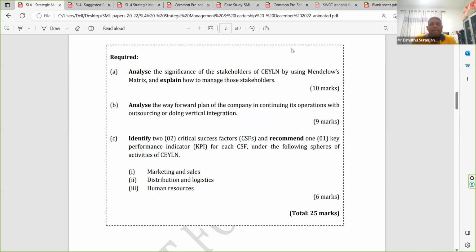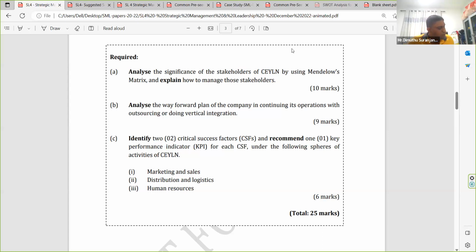Required part E. Analyze the significance of the stakeholders of Ceylon by using Mendelow's matrix and explain how to manage those stakeholders. Now, where do we want to start when we are doing our questions? Start from the action verb, no? Here, the action verb given is analyze.